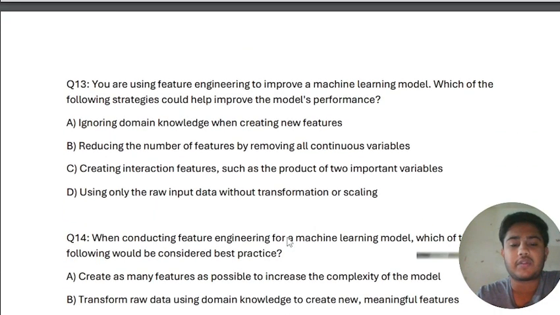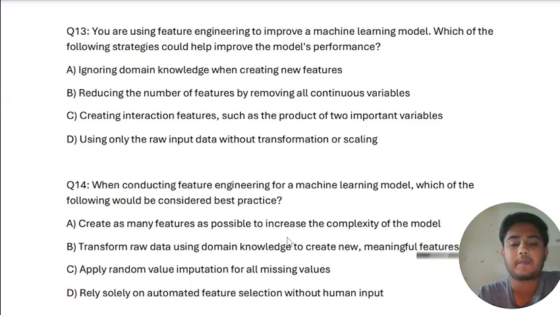Next question. You are using feature engineering to improve a machine learning model, which of the following strategies could help improve the model's performance? Answer is option C, creating interaction features such as the product of two important variables.